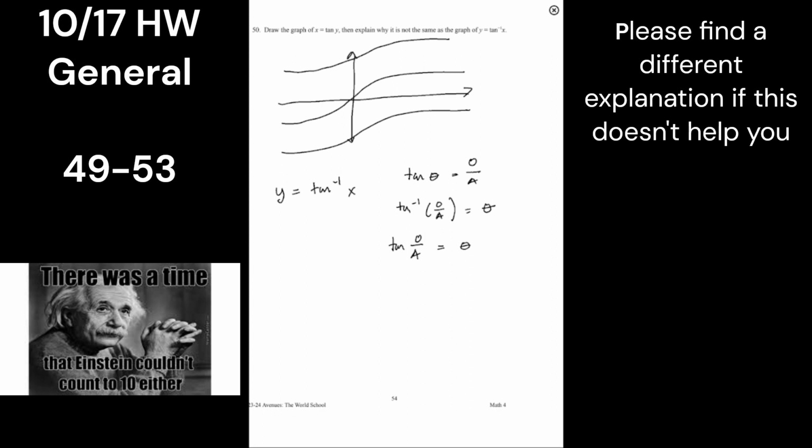But you can also look at Desmos, right? My explanation's right. If you graph inverse tan, it would only show this line. But if you graph tan y equals x, it would show all the other lines.